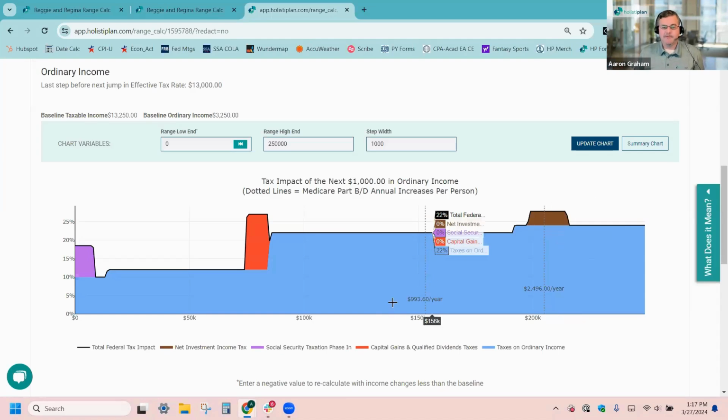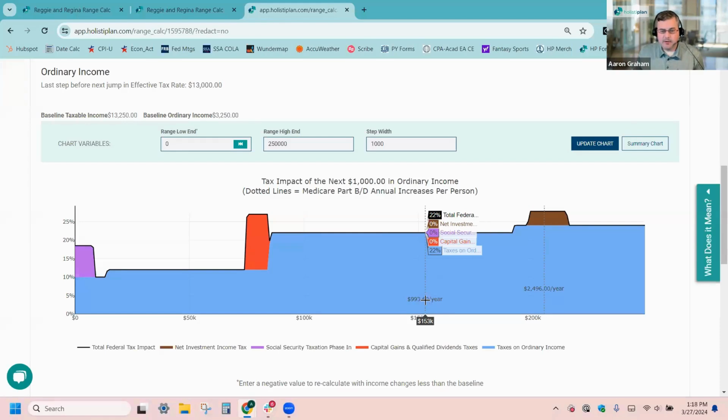All right, a couple more features before we hop down to capital gains. You'll see these vertical dotted lines here. These represent the MAGI thresholds. Again, different calculation for MAGI when it comes to Medicare Part B and D annual increases, or their IRMAA surcharges, as they're more commonly known. IRMAA stands for Income Related Monthly Adjustment Amount. Love those acronyms that we use here with the IRS and with Medicare and government in general.